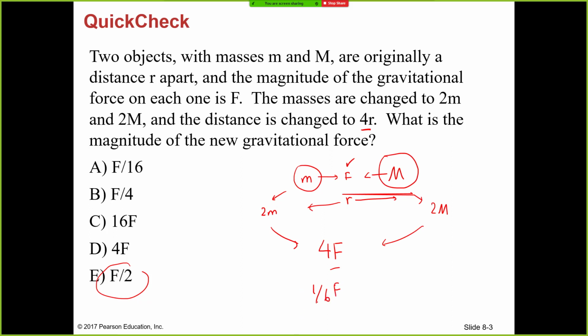1/16 F. So this is due to the increase in masses, and this is due to the increase in the distance, and the net would be 4 times 1/16, what is that? 4, right? So it will be F over 4. So the net effect would be, the force would be reduced to 1/4.